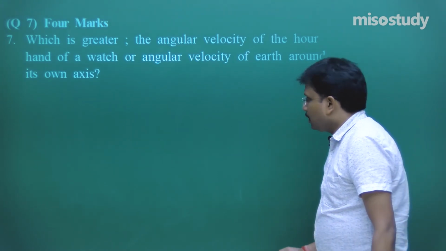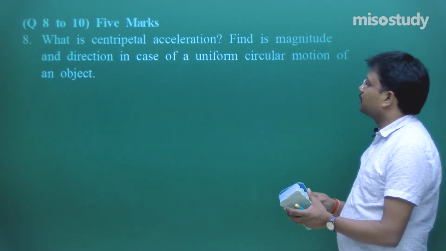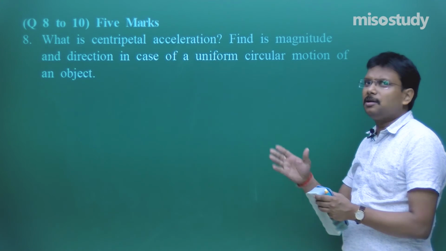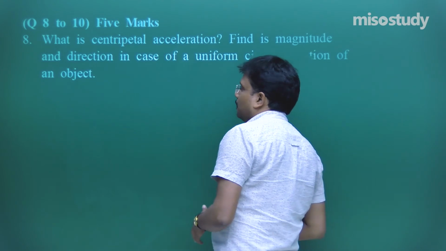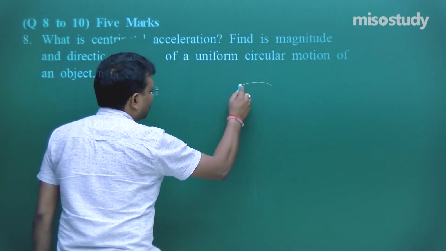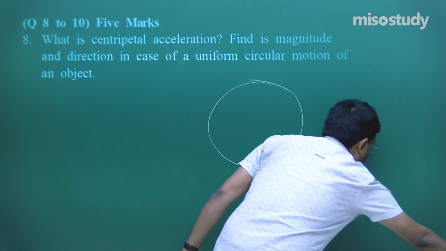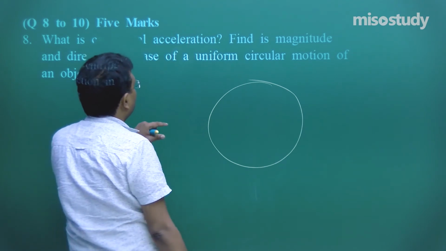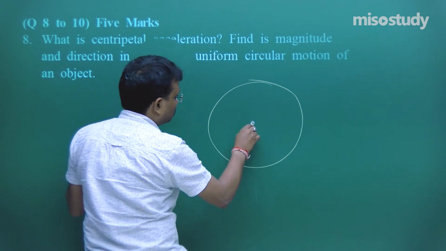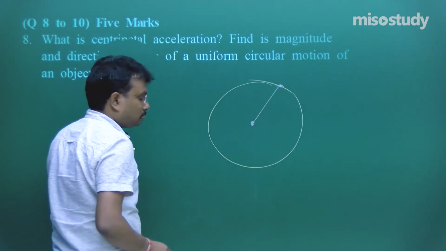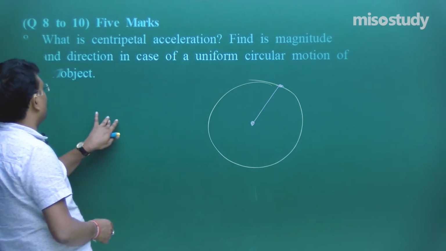Then comes question number 8. What is centripetal acceleration? Find its magnitude and direction in case of uniform circular motion of an object. Now, here I will solve it just to give you the idea how you can explain. So, first thing you have to do, create a big circle, okay. What is the question? Centripetal acceleration, find its magnitude and direction in case of uniform circular motion of the object.